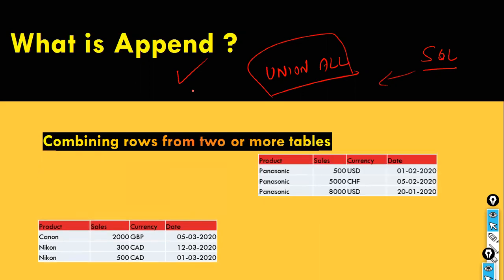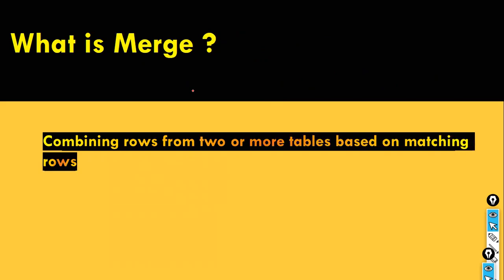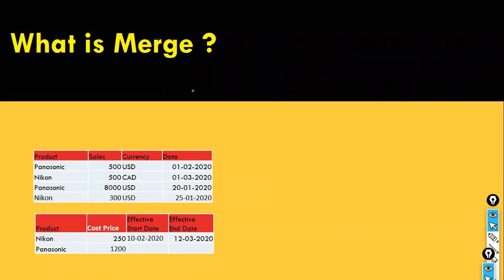And the next one is the merge query. What is merge? Even in this case, we combine the data from more than one table, but based on matching rows or the key columns between the two tables. This is the one you need to remember. In the previous one, you simply combine the data one after the other to make it a single file. But in this case, we also do the joining, we combine these two things. But the condition here is that both files need to have a common column.